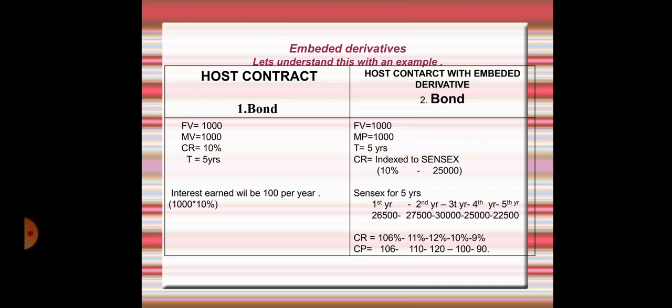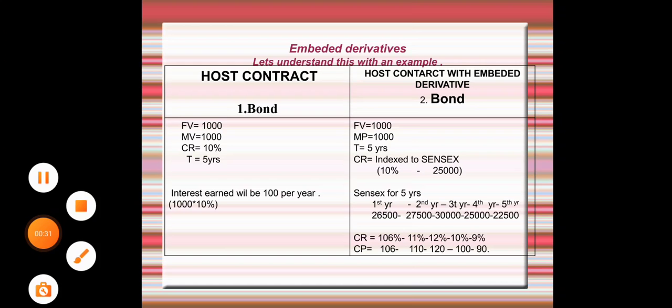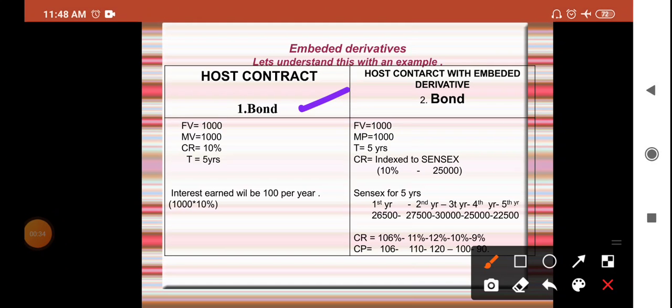So here we have two bonds. The first bond's face value is 1000 rupees. The market value is also 1000 rupees. For easy understanding, let's take the same values. The fair value, the estimated value, is 1000 rupees. The market value is 1000 rupees. The coupon rate, the interest rate, is 10%. The maturity is 5 years. So I have purchased one bond.